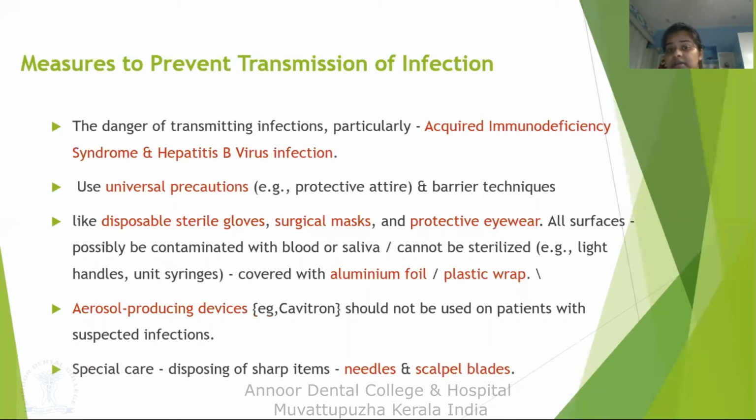For example, your protective attire, the barrier techniques, disposable sterile gloves, a double-layered surgical mask, protective eyewear. All the surfaces which can possibly be contaminated with blood and supply should be sterilized: the light, the handle, the unit syringes. Most of you have been to the first and second postings already, so you know we have to cover the lights and the switches. Everywhere that you normally touch on your dental chair should be covered with aluminium foil or plastic wrap. Aerosol producing devices, all your scaler tips, should not be used on patients with suspected infections.